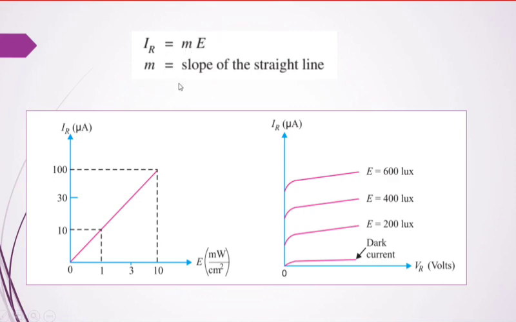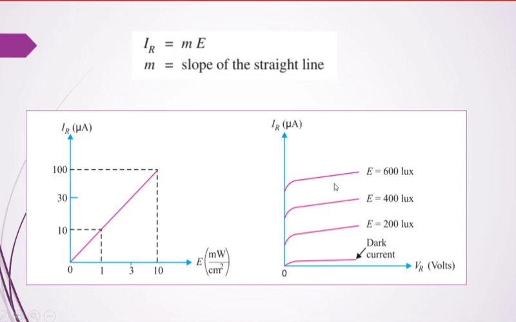Here M is the slope of the straight line. You can take the slope value of this straight line as the M value. This is the relation between reverse current and intensity. This equation shows that if intensity increases, the reverse current also increases. This is the meaning of this equation.